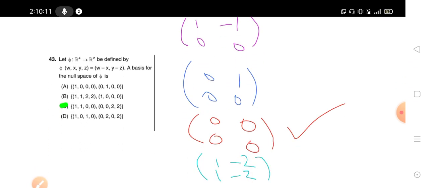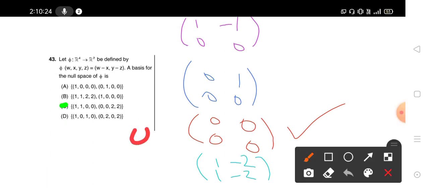Next question. Let phi from R4 to R2 be defined by phi of (w, x, y, z) equal to (w minus x, y minus z). A basis for the null space of phi is. What is the null space? It means (0, 0).